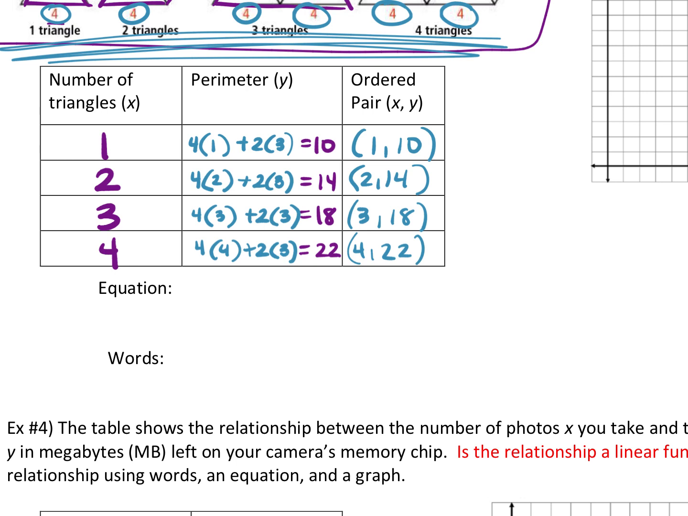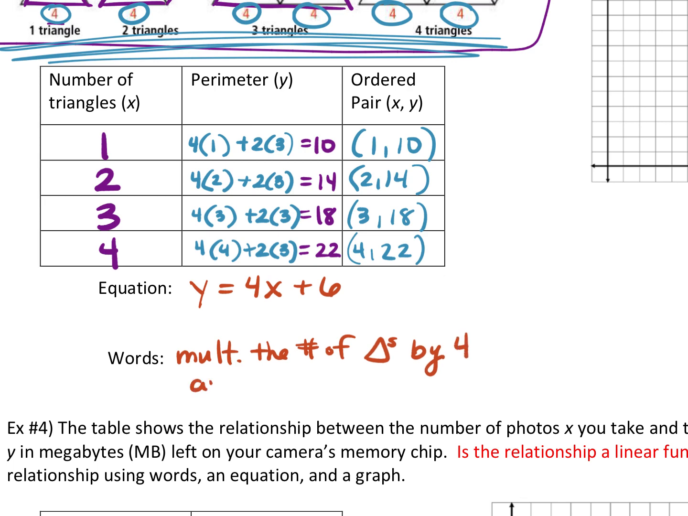Okay, so who can give me an equation for that information? Yes. 4 times x plus 6 equals the number, which is your y, right? So y equals 4 times the number of triangles plus 6. So that'll be your equation for it. y equals 4x plus 6. I would say in words, you would say multiply the number of triangles by what? By 4, and add 6 to get the perimeter.